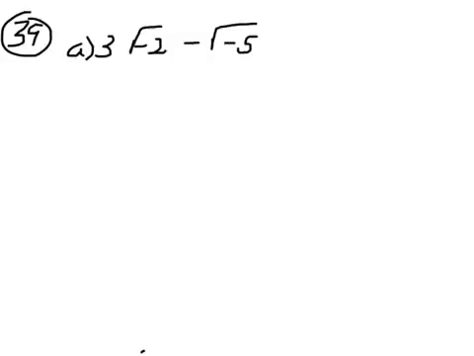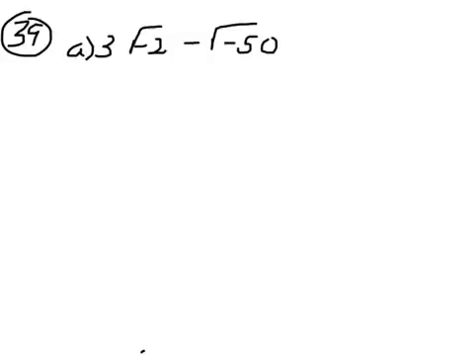35 is similar. I won't do that one just because you solve it the way you would something else. The only thing is you're going to get a square root of a negative number, and you're going to have that be an i at the end. So let's look at something like maybe 39. The A part says 3 square root of negative 2 minus the square root of negative 50.